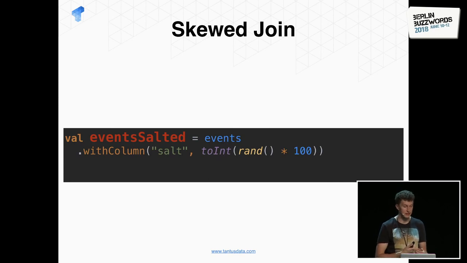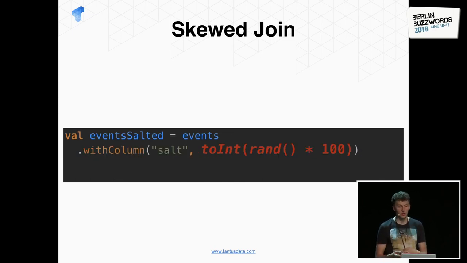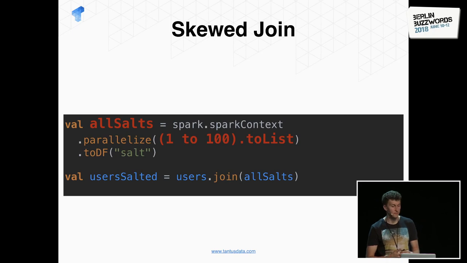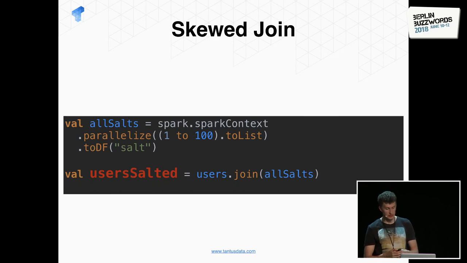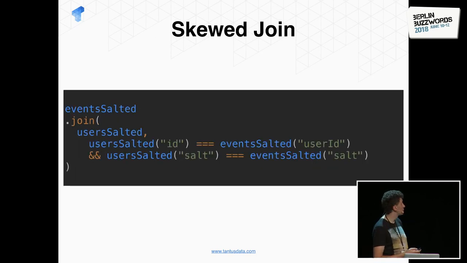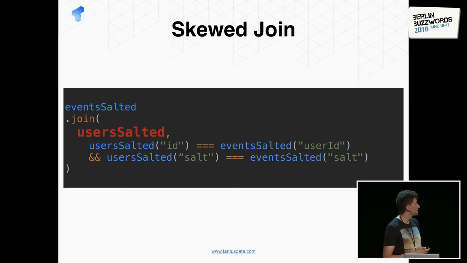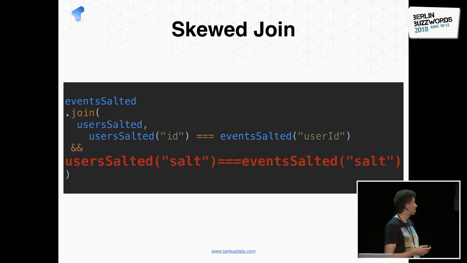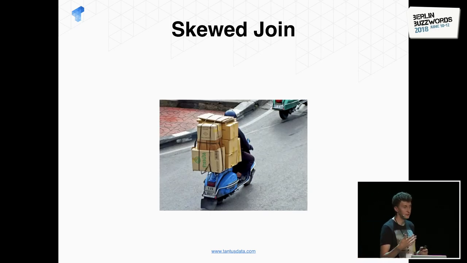First of all, you have to calculate the salted events, so the events with a salt column. And you do that by adding an extra column where you basically create 100 different random values. Then you need to calculate the users salted. So first you create some dummy data frame with 100 different values, and then you do a Cartesian join of users and these 100 dummy values. And then you join the events salted with users salted, not only based on user ID, but also based on the salt value. So at the end, your tasks won't have to process this much data. You limit the amount of data per task.